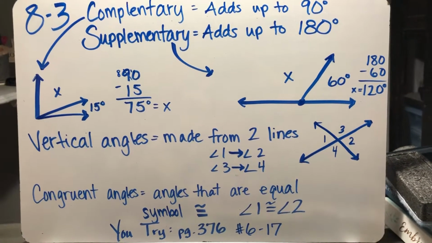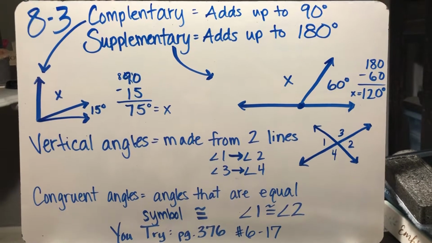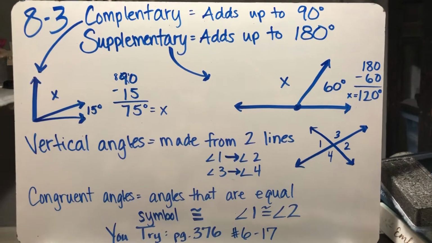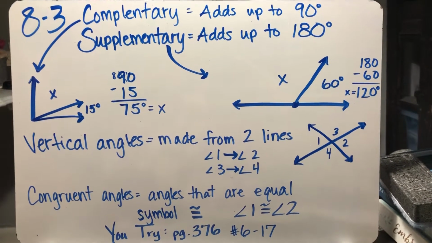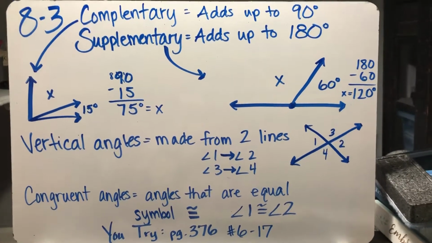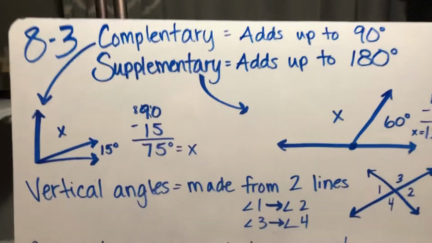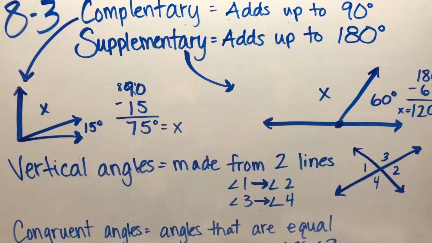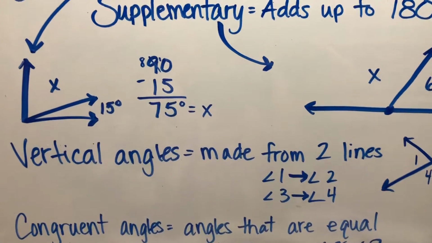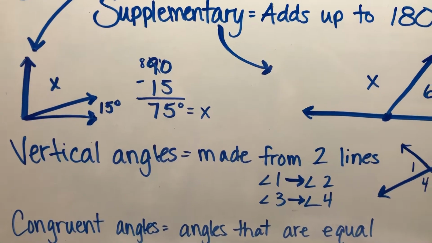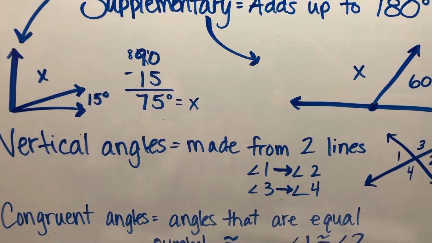So we're going to learn about 4 types of angles today. And they're called complementary, supplementary, vertical, and congruent. Complementary angles are made because when you add them up, they add up to 90 degrees. And here is my example on the left. Remember, 90 degrees is like the L, a capital L shape.